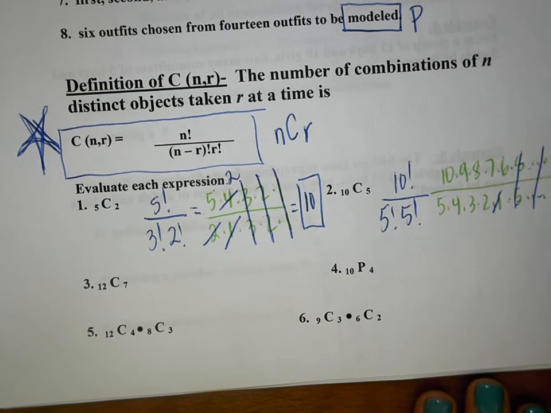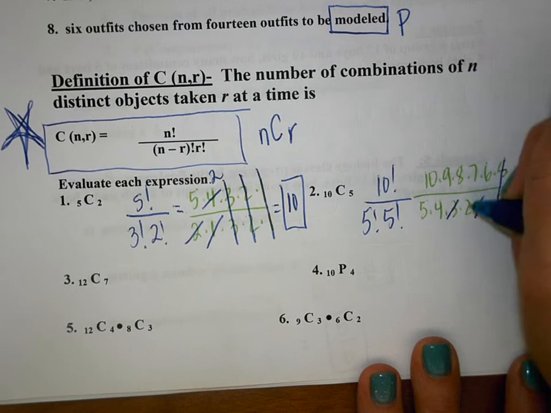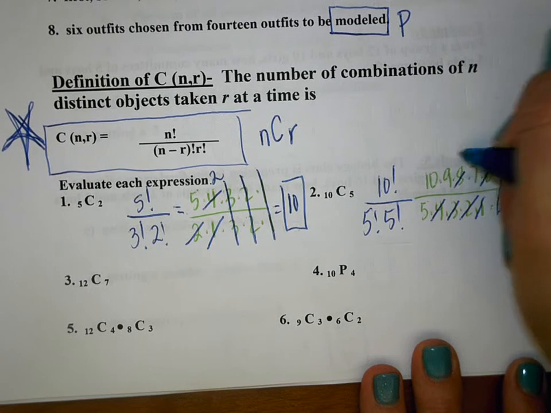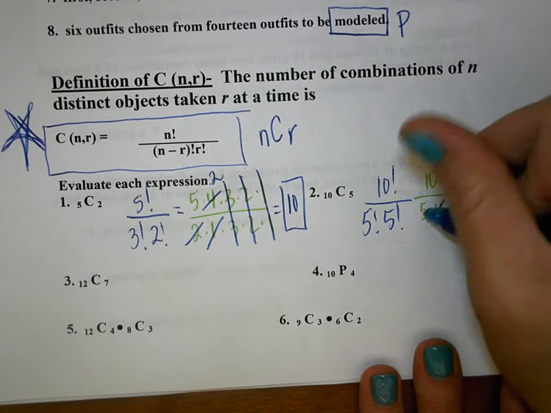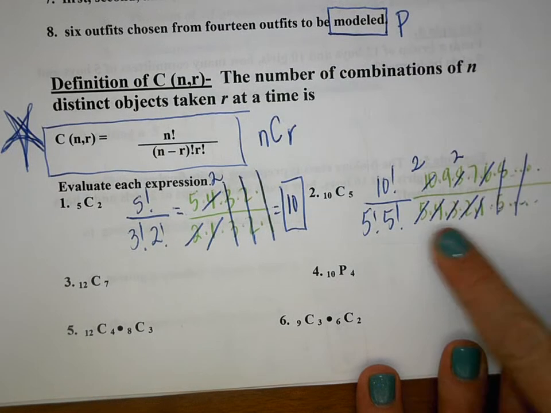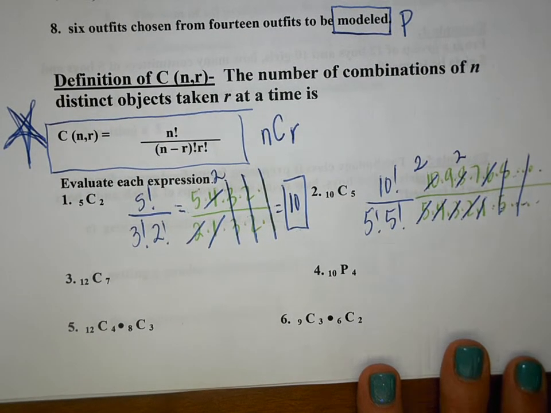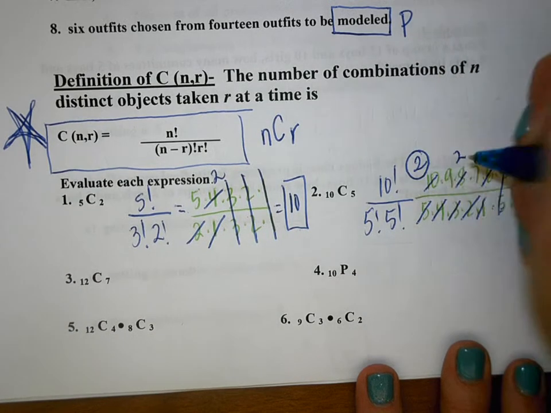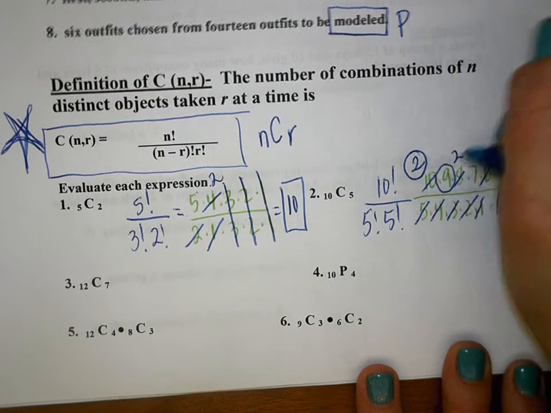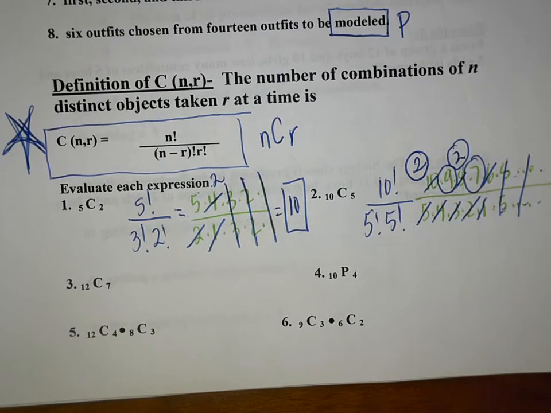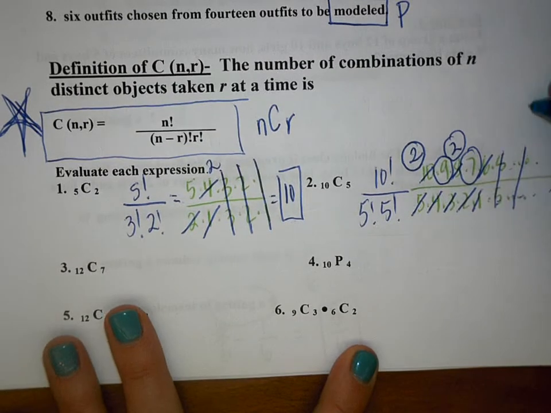Then you can decide how you want to cancel these out. I'm like, okay, 3 times 2 makes 6. 4 goes into 8 2 times. 5 goes into 10 2 times. Everything on the bottom will end up canceling out, so you just need to be careful at the top. Then what's left over, I circle. I have 2, a 9, another 2, and a 7. And I multiply those together, and 252 is the correct answer.